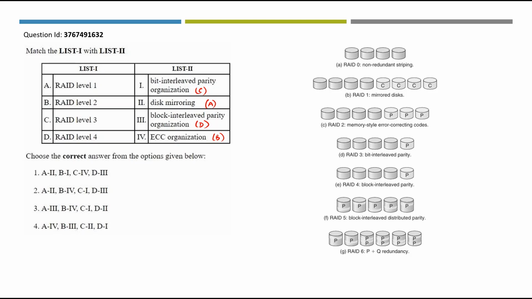We have A2 in 2 of the options, so we can remove 3 and 4. Then we have B4. A2, B4 is available only in option 2. We will even rule out option 1. Option number 2 will be the right answer. Then we have C1 and D3 also.